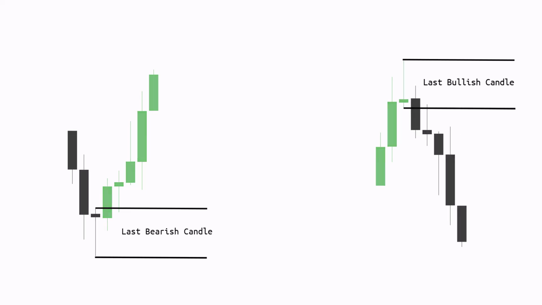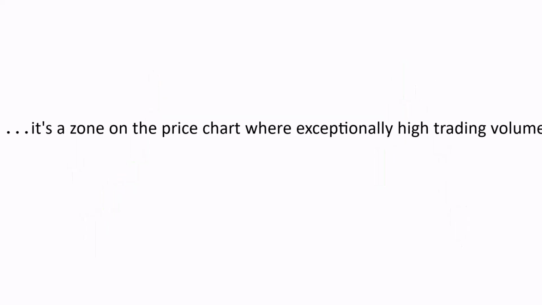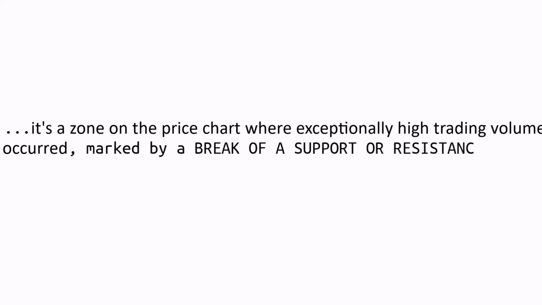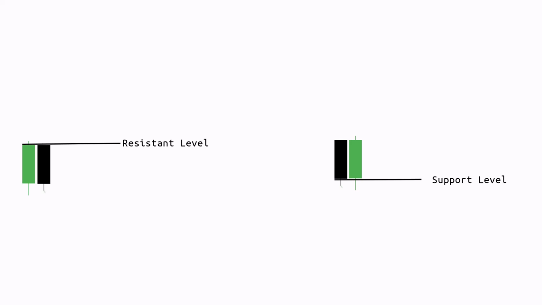An order block is not just the last candle, it's a zone on the price chart where exceptionally high trading volume occurred, marked by a break of the support or resistance levels. To grasp order block formation, understanding support and resistance levels is crucial. A resistance level is formed when a buy candle is immediately followed by a sell candle, with the buy candle closing and the sell candle opening at that level. Conversely, a support level arises when a sell candle is followed by a buy candle, where the sell candle closes and the buy candle opens at that level.